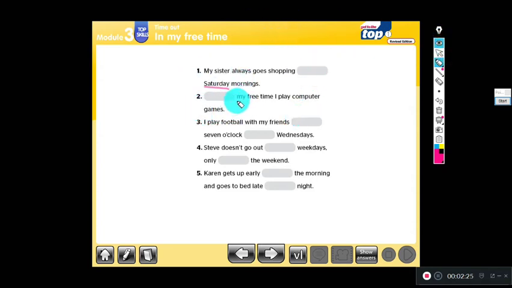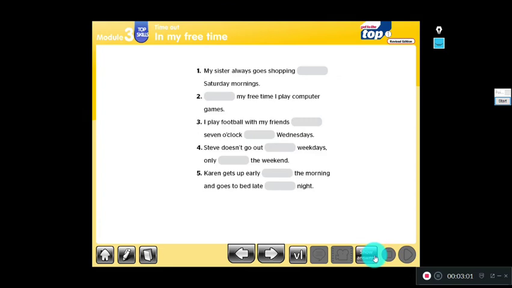In the next one, we have my free time. ¿Qué preposición se usaba con my free time? The last one, we have I play computer with my friends. We have 7 o'clock and also Wednesdays. Let's analyze. Steve doesn't go out weekdays, only the weekend. Karen gets up early in the morning, and goes to bed late night. Now, in this case, we have Saturday, los días de la semana. ¿Quién se empleaba con los días de la semana?